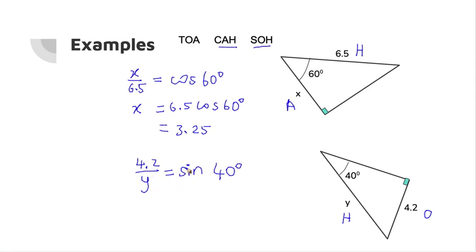Now, how do we do the calculation? We just simply think of sine 40 exchanging places with y. So y goes up and sine 40 goes down. So that's how we can find y, which is 4.2 over sine 40 degrees. And this works out to be 6.53 to 3 significant figures.